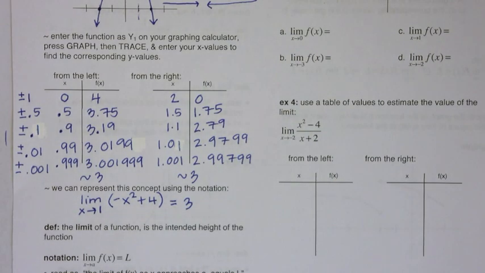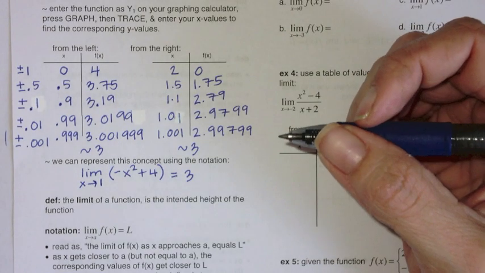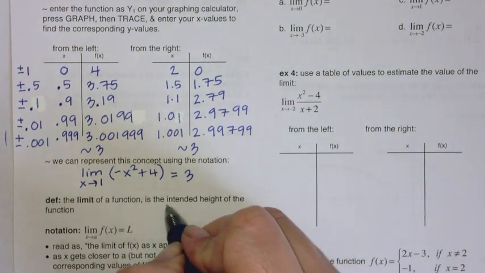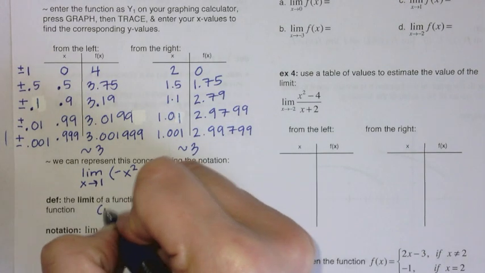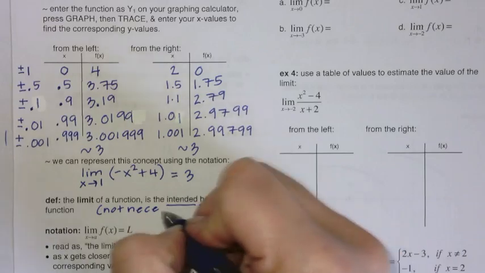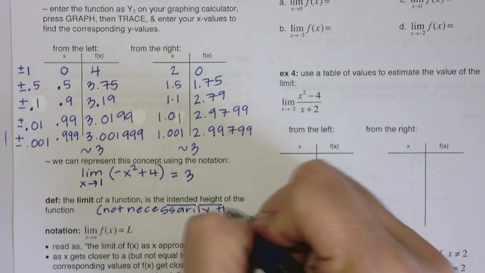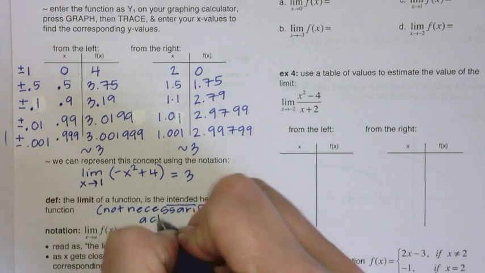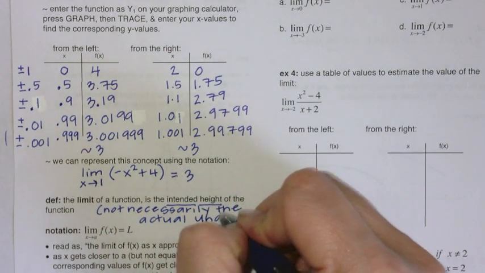Isn't that nifty? So the definition of a limit, you're like, we watched that. This is key. It's the intended height of the function, not necessarily the actual height. So this is where we differ when there's a hole in the graph between undefined and a value.